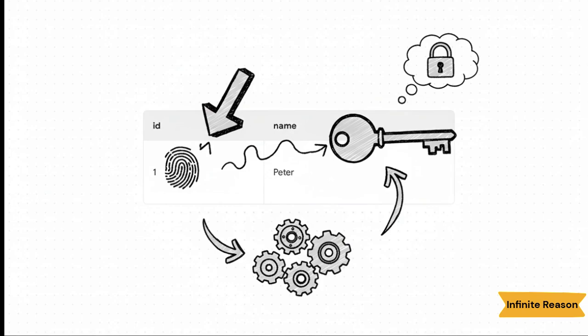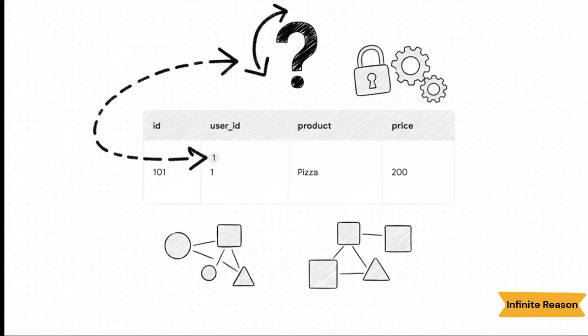Let's go back to our users table. Notice that Peter has a unique ID of 1. Think of this ID as his unique serial number in our system. No one else can have it. This is the key. Now look at this, a completely separate table just for orders.